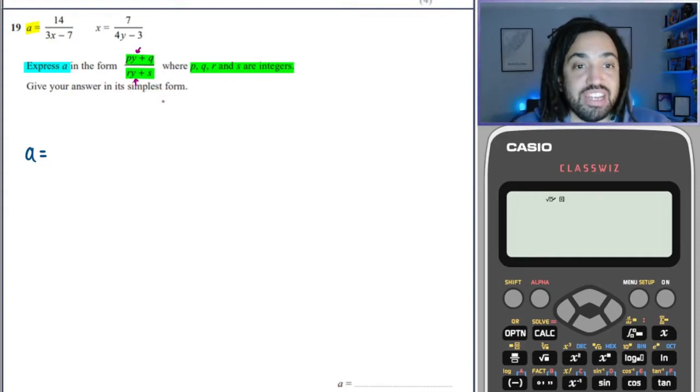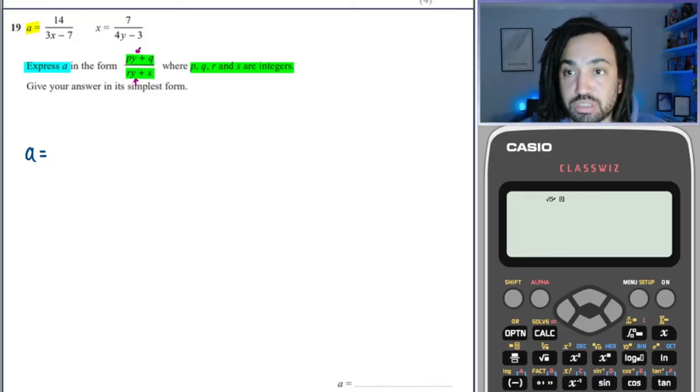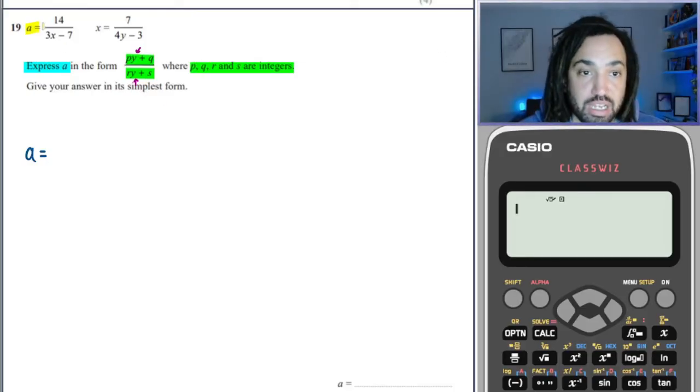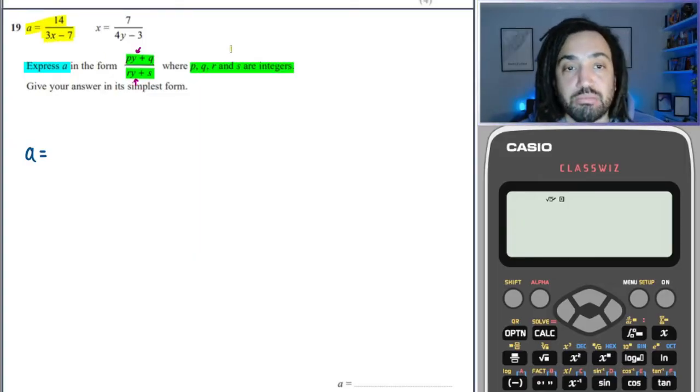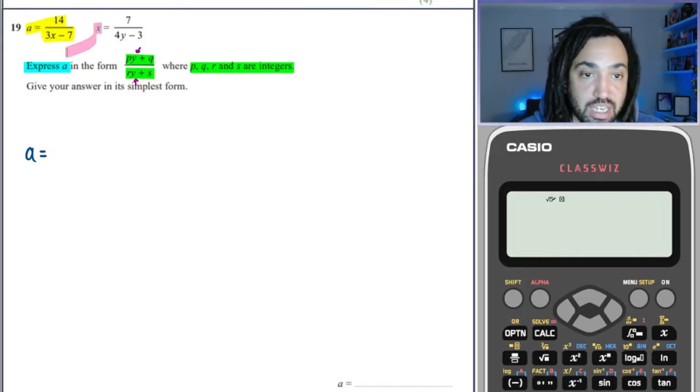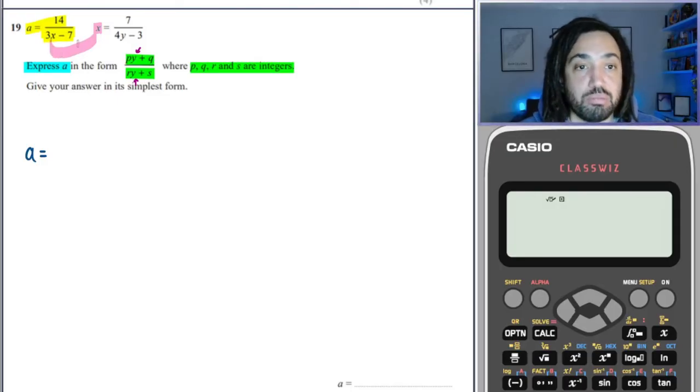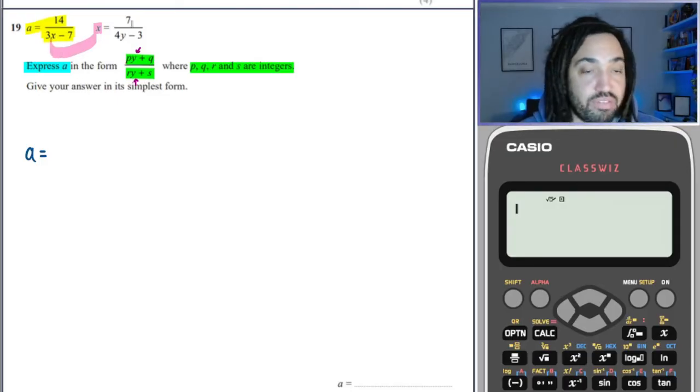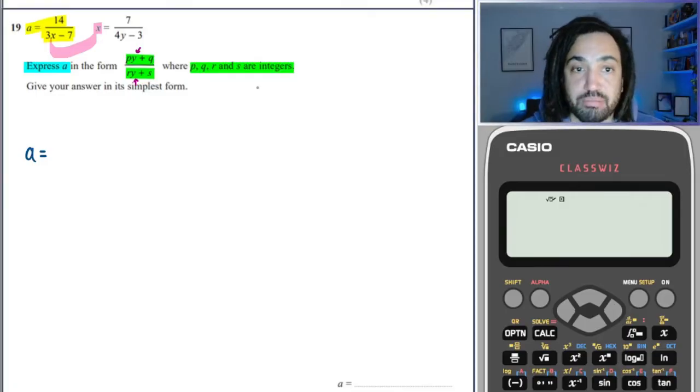So we can't have any x in our equation, and at the moment the equation which we are looking to achieve, a equals, has an x in, but we don't want an x in, we want a y in. So what we're going to do is take this x equation here and substitute it in over here, replacing that x with the expression in terms of y.